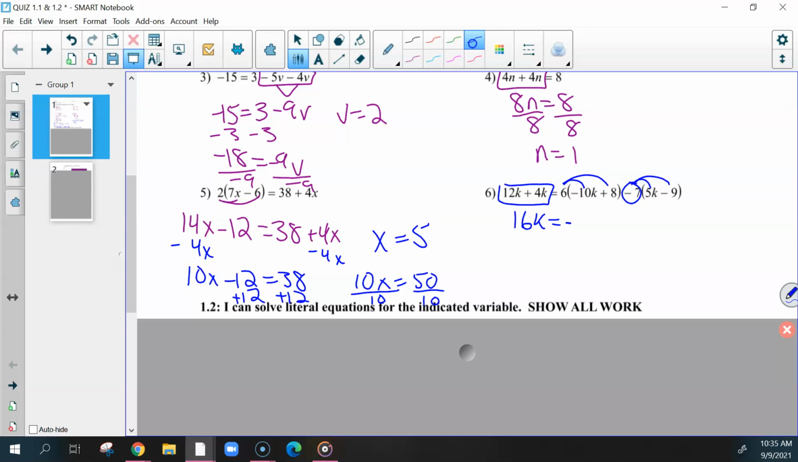6 times negative 10 would give us negative 60k. 6 times 8 would give us a positive 48. Negative 7 times 5 would give us a negative 35k. And negative 7 times negative 9 would give us a positive 63.